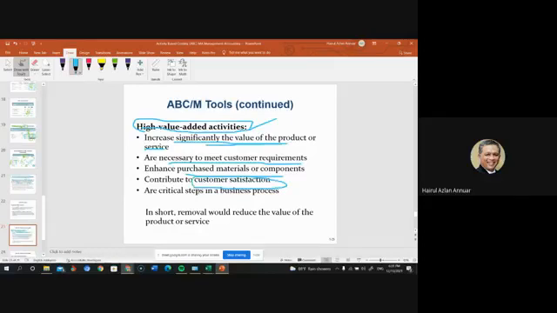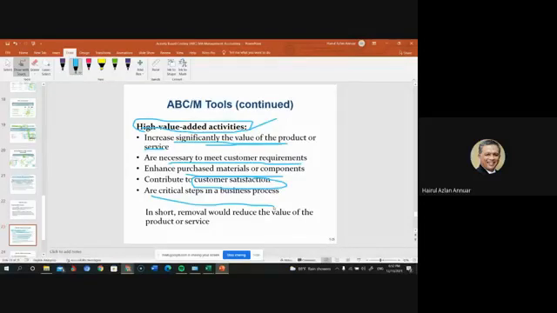Because our product, the engineers have been working on it, improving it, our packing is good, our materials are of high quality, of course customers will be satisfied. And critical steps in the business process. The business process, the process to make the product, these are all critical steps. Without them, the product will not become successful, will not be produced successfully.